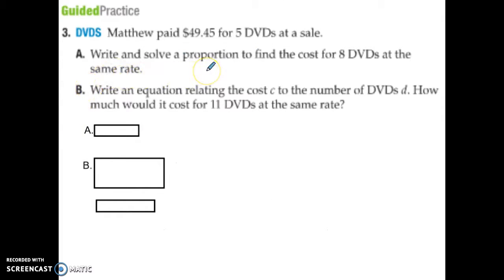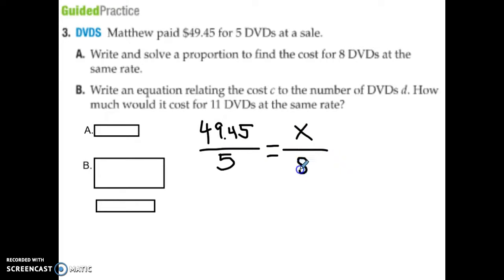Matthew paid $49.45 for 5 DVDs at a sale. Write and solve a proportion to find the cost of 8 DVDs. Let's do it our normal way, and then we're going to work on writing an equation. So, cost over number of items: $49.45 over 5 DVDs is equivalent to, I don't know how much yet, for 8 DVDs.